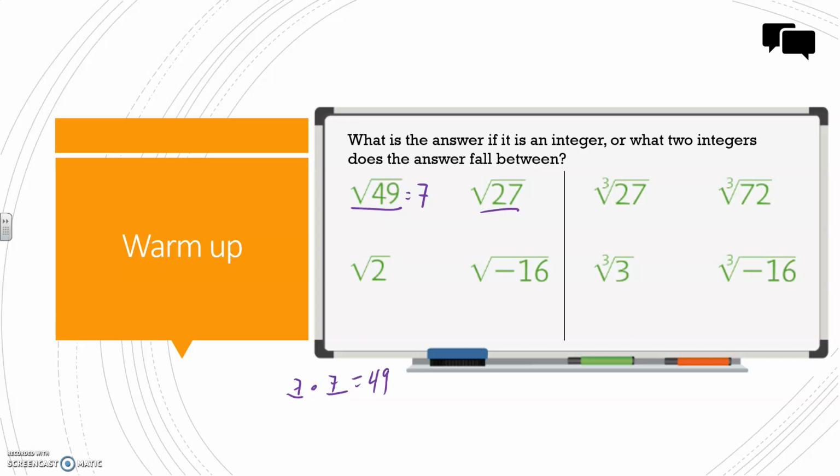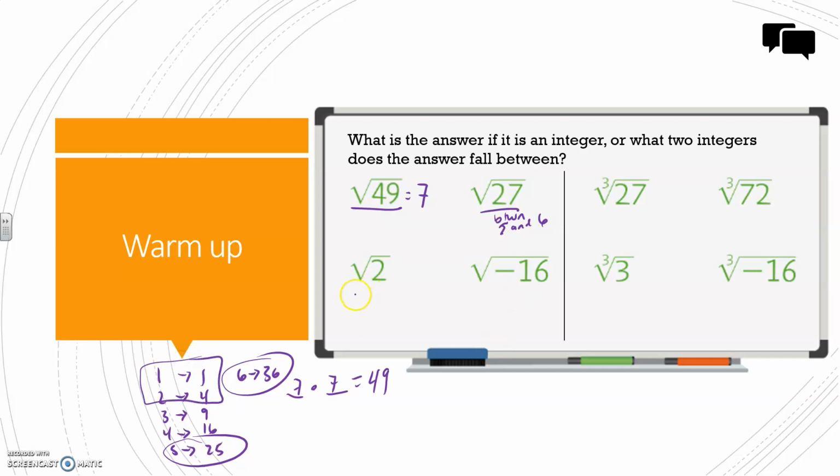The second question though is square root of 27. Now 27 is not a perfect square, but we can use the perfect squares. 1 squared is 1, 2 squared is 4, 3 squared, so 3 times 3, is 9, 4 squared is 16, 5 squared is 25, and 6 squared is 36. So what we do know about 27 is that it falls between 25 and 36, so the answer is between 5 and 6. Okay, so we could do the same thing with square root of 2. Again, that falls between 1 and 4, so it's some decimal, but it's just between 1 and 2.